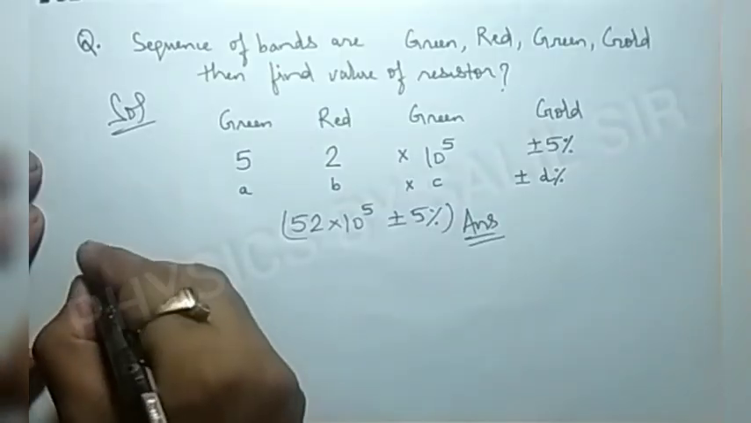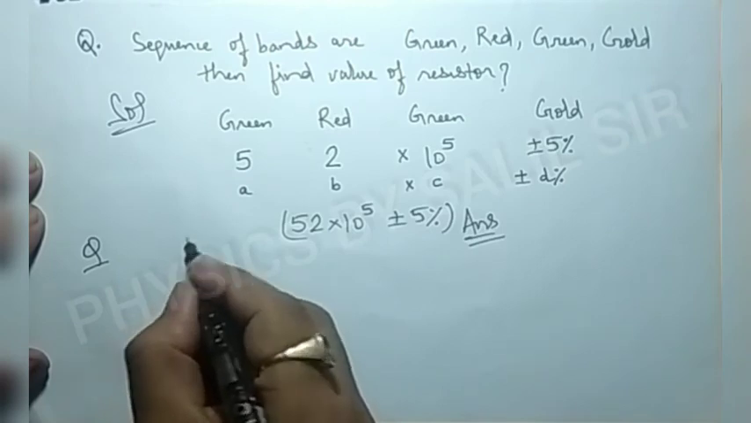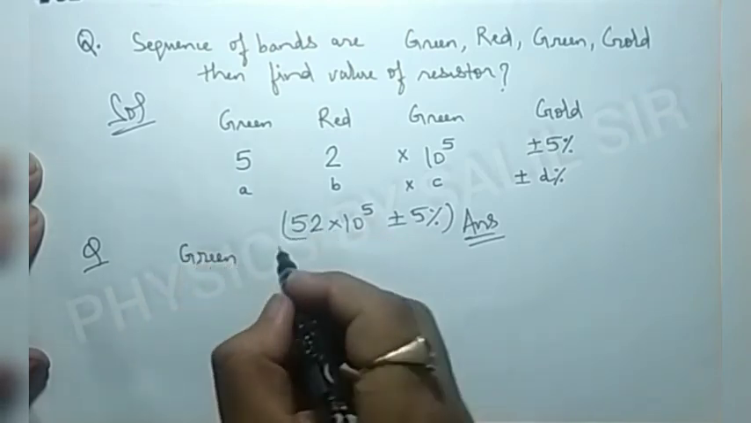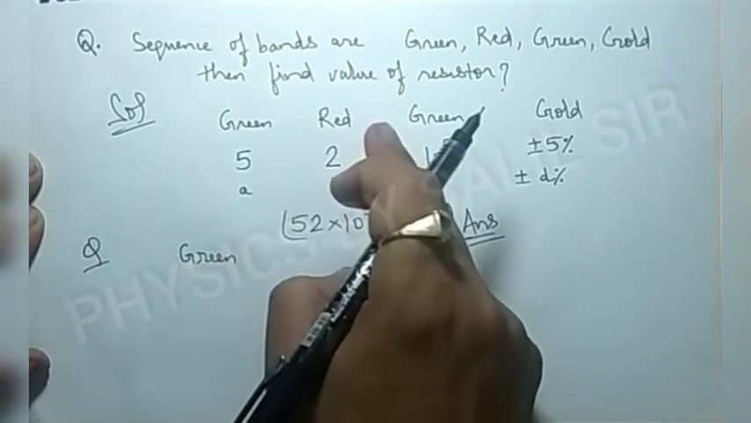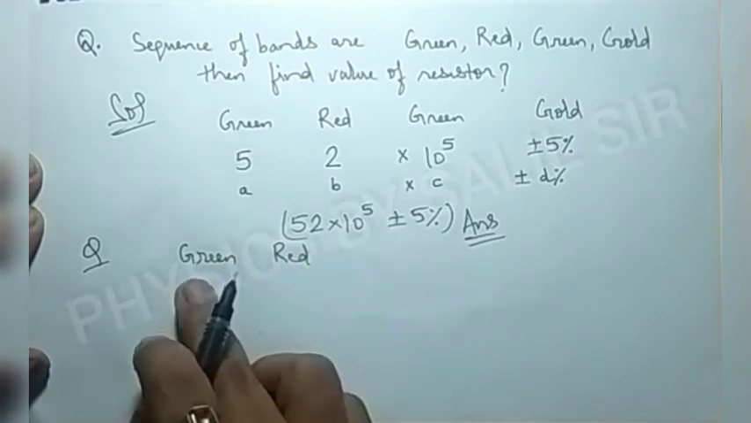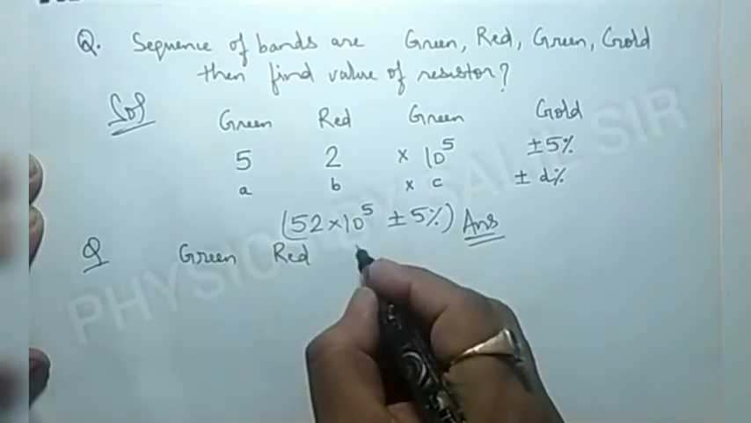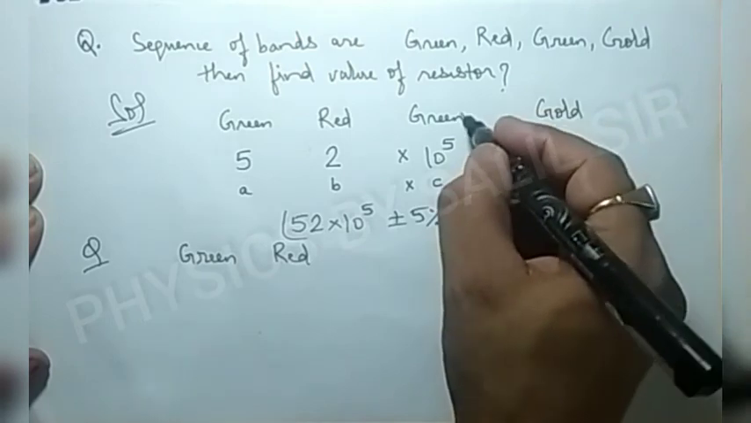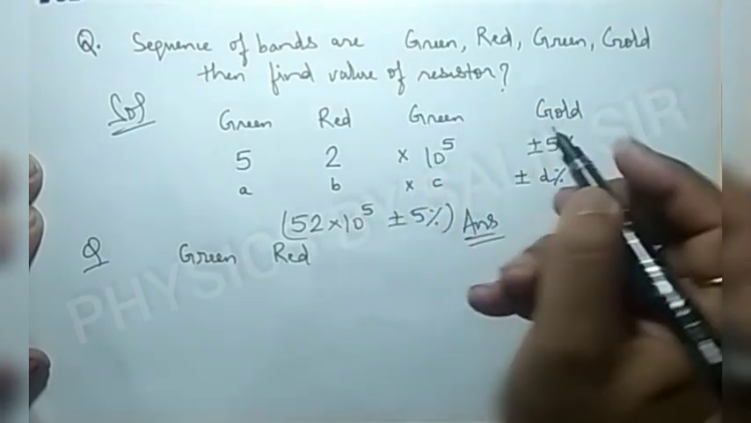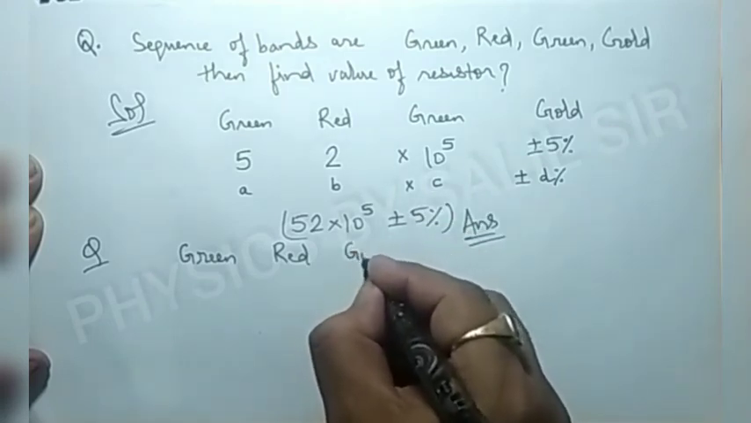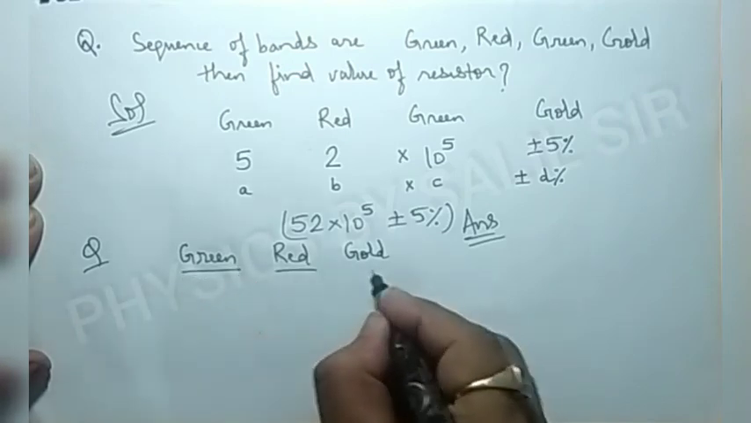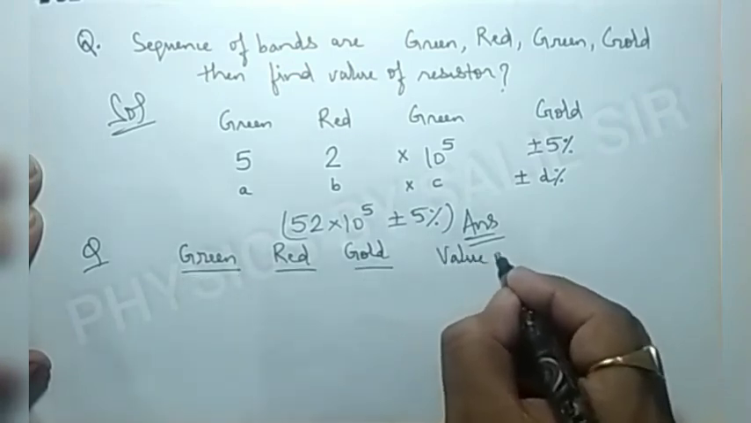Let's take another example. I am taking this example identical to the above example so that you may understand this. So green, red, and suppose in the previous question the third place was green. Suppose we get gold on the third place, then what will be the value of the resistor?